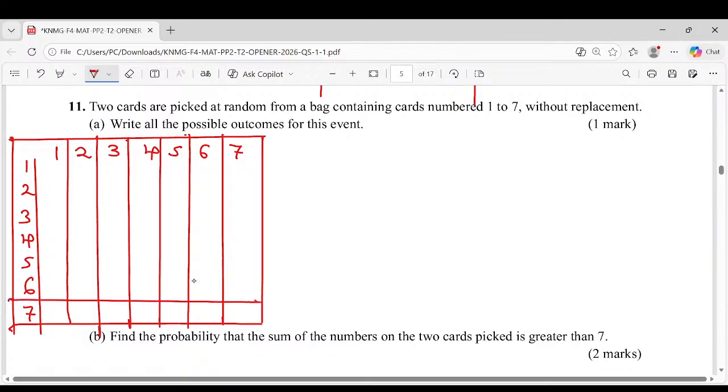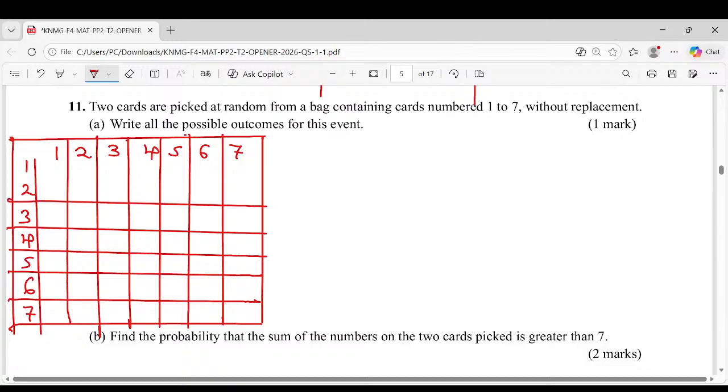I'm going to explain this in detail so that you understand how enjoyable probability is if you know what you are doing. If you know what you are doing, it's going to become very, very sweet.